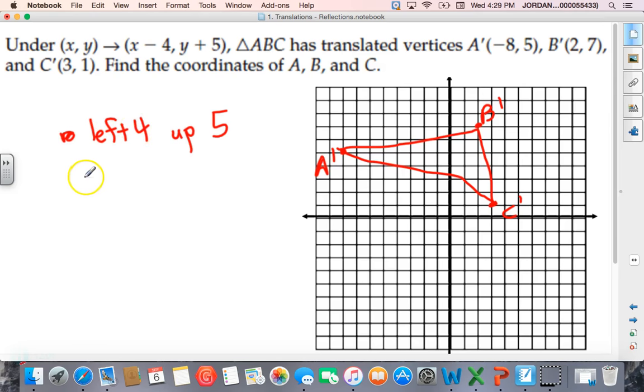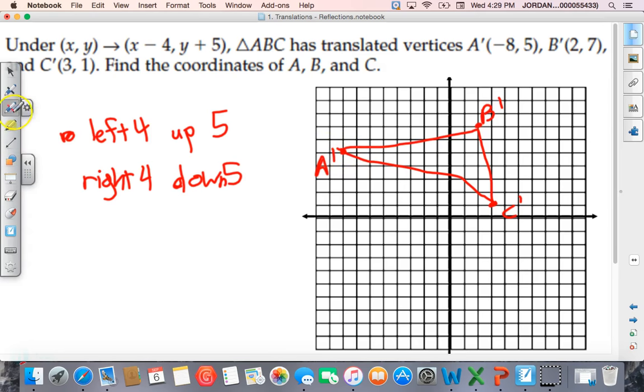So what we really need to do to find the original shape is go right 4 and down 5. And I forgot a letter again. Okay, so we need to go down 5 and right 4 from each of these points. So starting with A prime, and let me go to a different color. That might be nice to see too. Say blue. All right, so starting from A prime, let's go right 4. 1, 2, 3, 4. And then down 1, 2, 3, 4, 5.